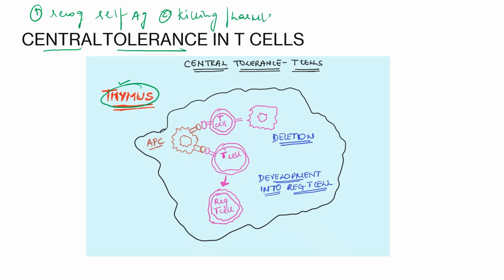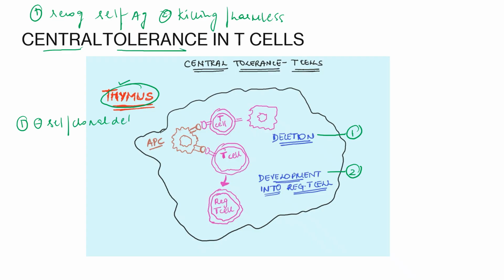There are two ways by which central tolerance is achieved in T cells. The first is negative selection or clonal deletion, and the second is development into regulatory T cells. So, how does the first mechanism take place?